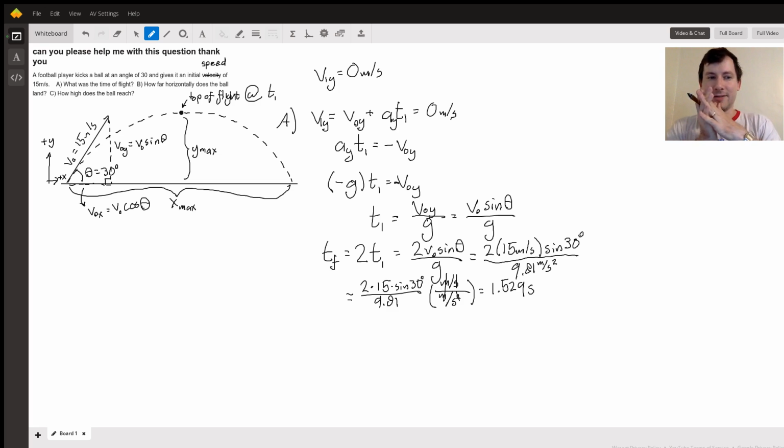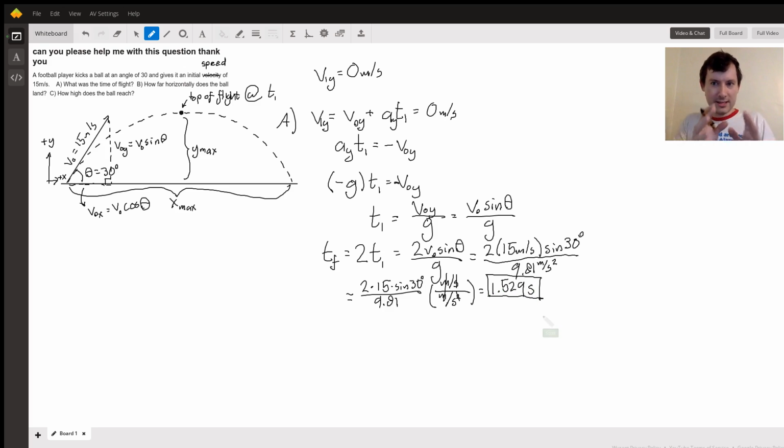And thinking about things, 15 meters per second, that's a reasonable kick speed for a football. 1.529 seconds, and 30 degrees is pretty shallow. I've drawn this as an obtuse angle, but it should be an acute angle. 30 degrees is pretty shallow, so I think that's a reasonable time to visualize a football flying. So that's part A.